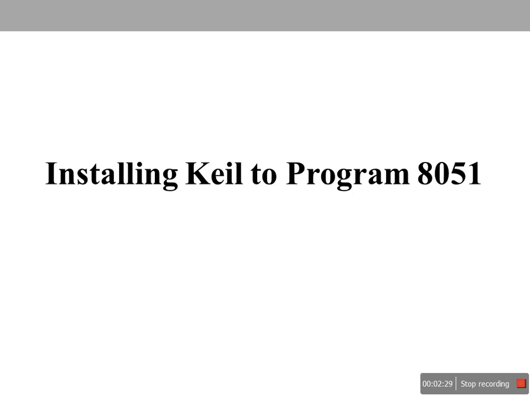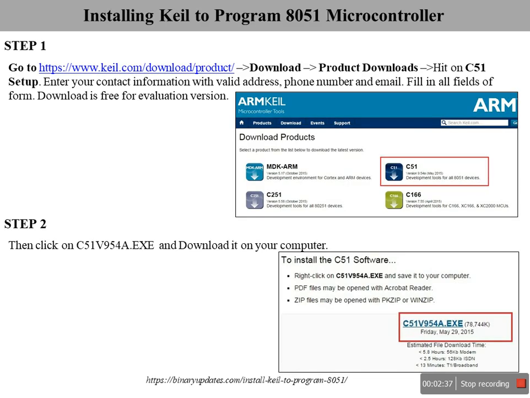Before we go to 8051 programming using assembly language, let's look at how to install Keil software on the Windows platform. Go to the mentioned site, www.keil.com, download and products. Here go to C51. You will get this menu, then go to C51 and click here. Then you will get this exe file. Save it to your desktop or a known location.